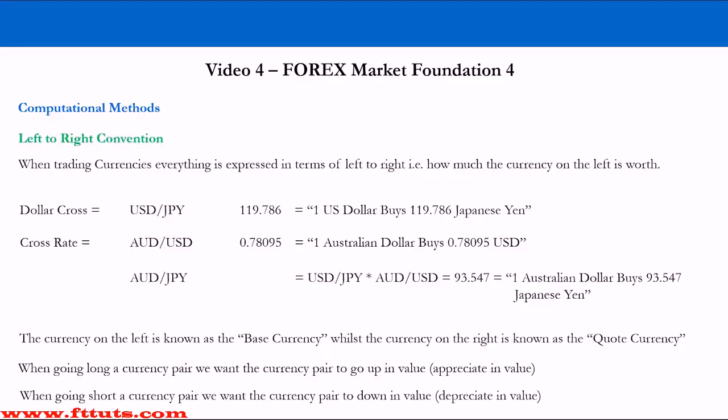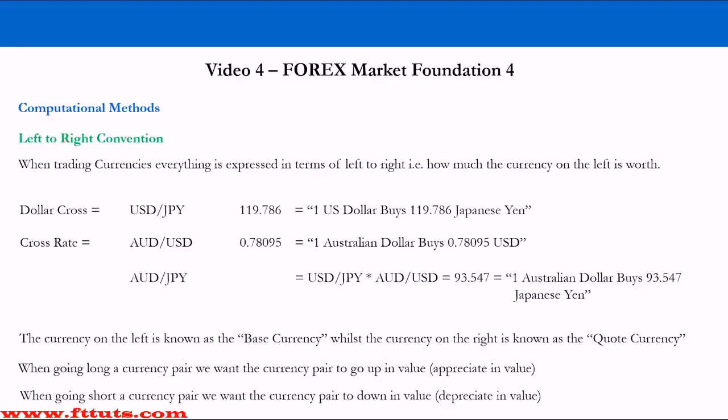The left to right convention: trading currencies, everything is expressed in terms of left to right. So how much the currency on the left is actually worth. If we look at an example, let's first look at a dollar cross where we have the US dollar against the Japanese yen, quoted as 119.786. This means that $1 US, the currency on the left, buys 119.786 Japanese yen, the currency on the right. So when you see a quote, the currency on the left is quoted as 1 unit buying the units on the right.